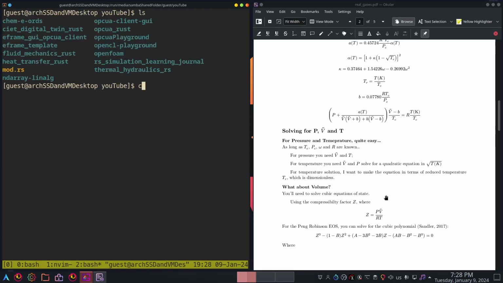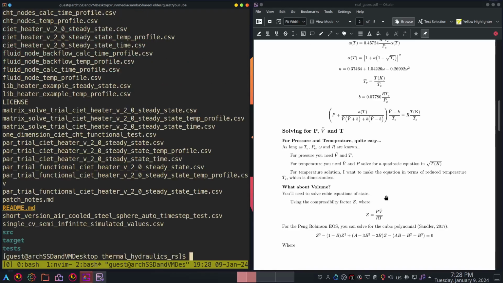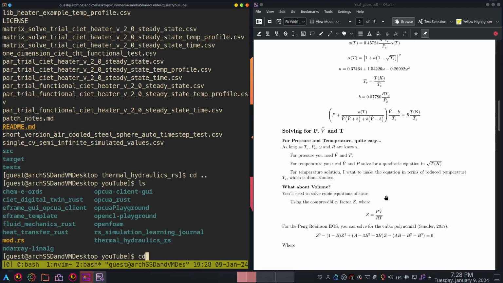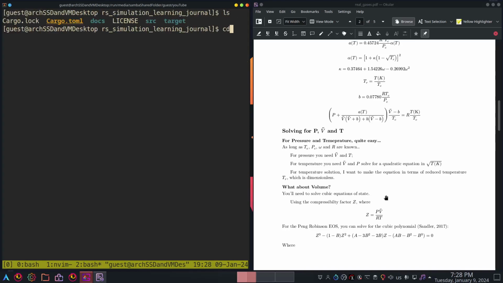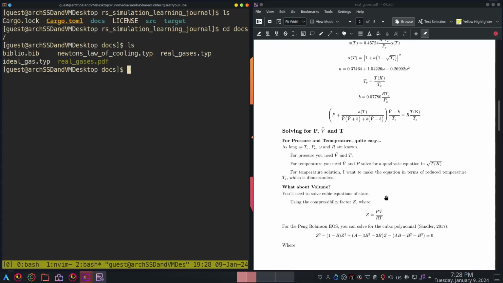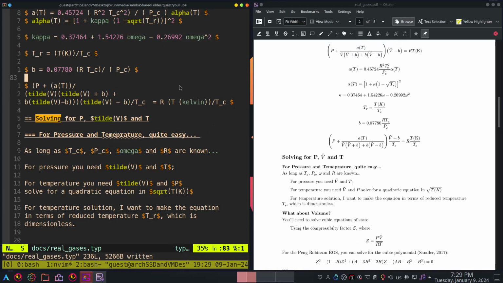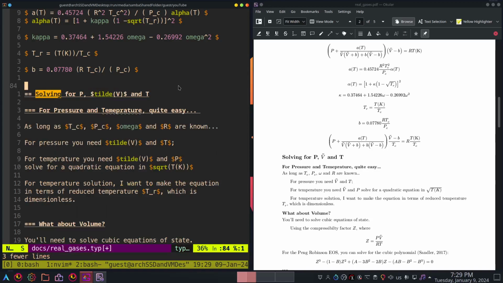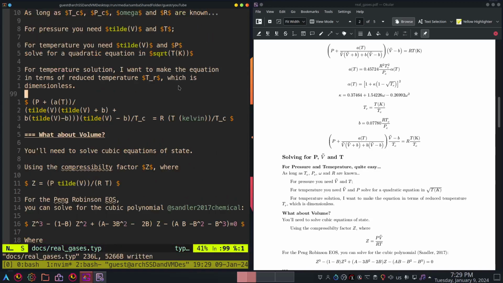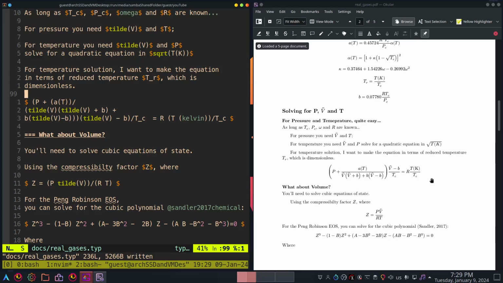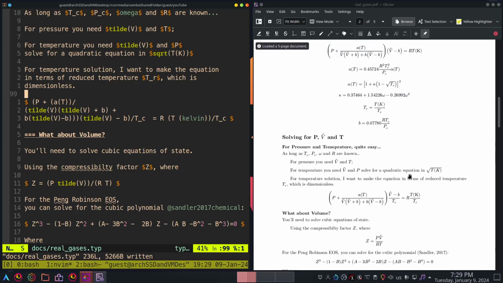Let's see whether this compiles. Rust Simulation Learning Journal. Let's go to docs, types, compile. Okay, the LSP usually takes care of the compilation for you, so you don't need to worry unless there's some sort of error.